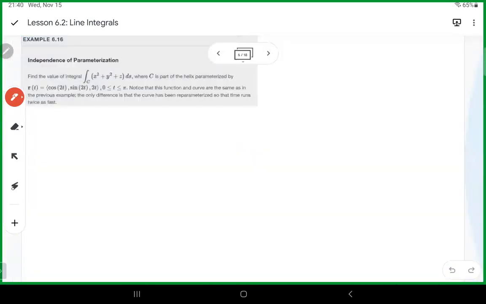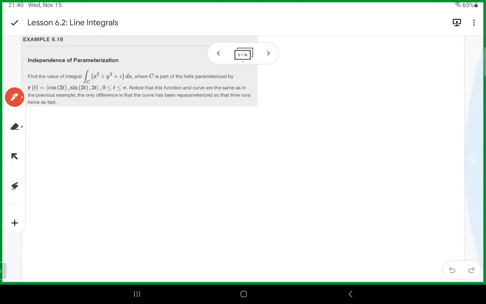Okay. Independence. Find the value of the integral where C is part of the helix given by the following. Notice that this function and curve are the same as in the previous example. The only difference is that the curve has been reparameterized so that time runs twice as fast.